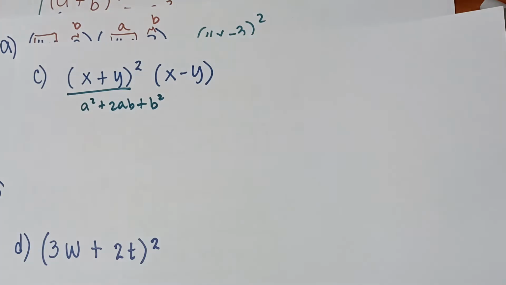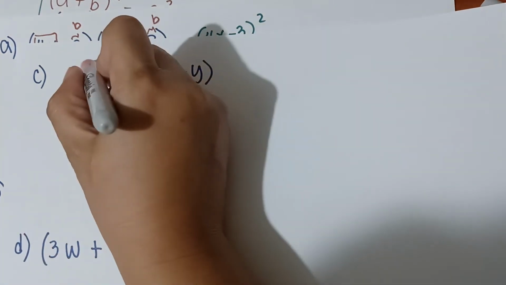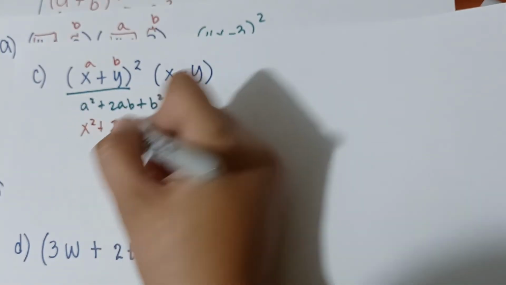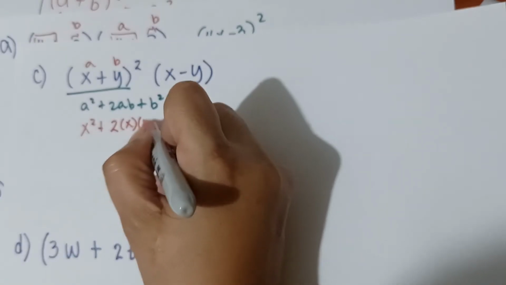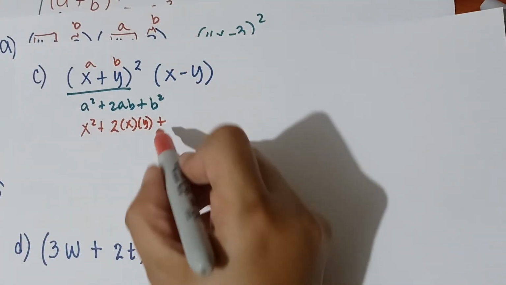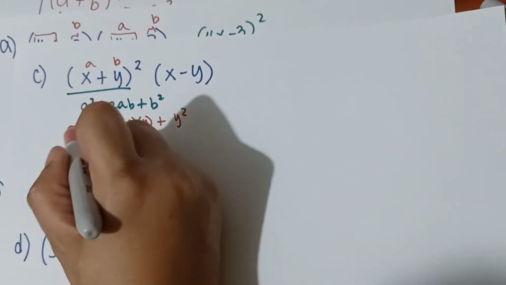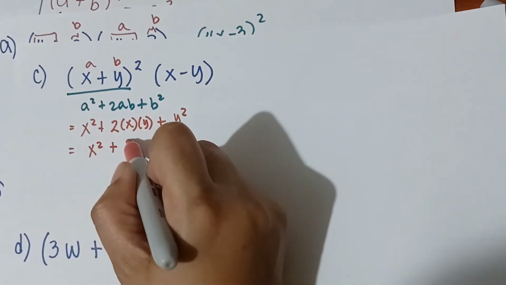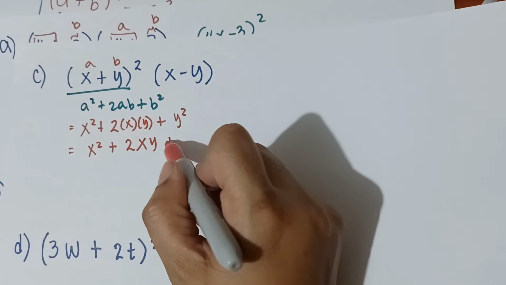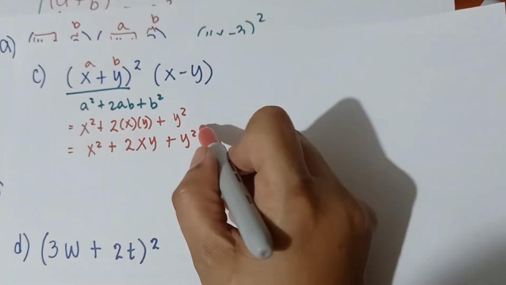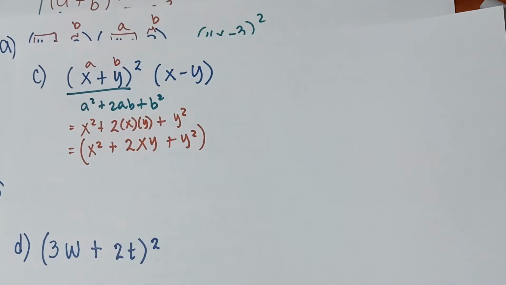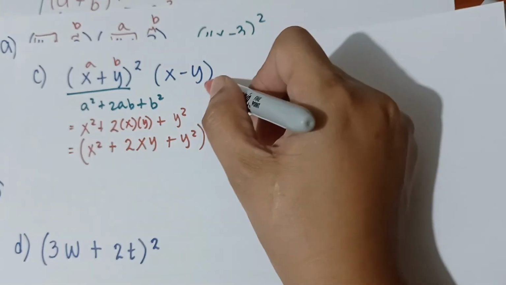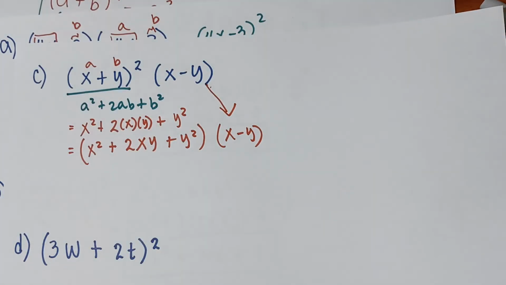Okay, so, substituting that, ito yung a natin, at ito yung b. So, ito yung x squared plus 2 is always constant, 2 times x times y plus y squared. So, final answer will be x squared plus 2xy plus y squared. Okay, now that we are done getting the product of this, we're now ready to multiply this whole thing to x less y. Ito siya. We bring it down.